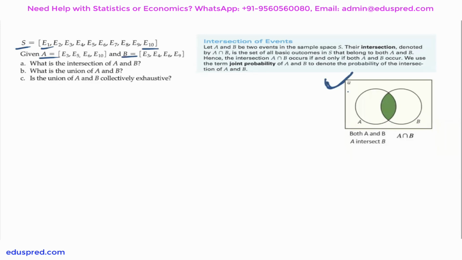If we look at the graph here, A intersection B basically consists of elements which are a part of both A and B. So all the elements which are a part of event A and of event B.